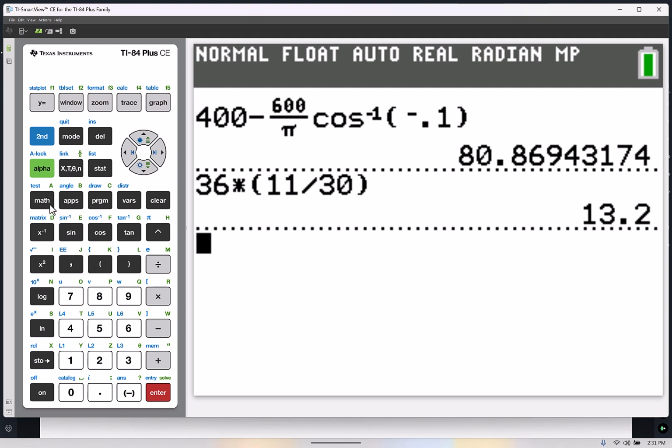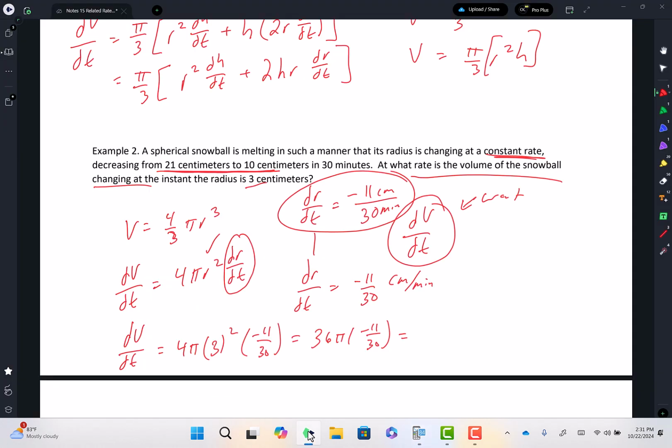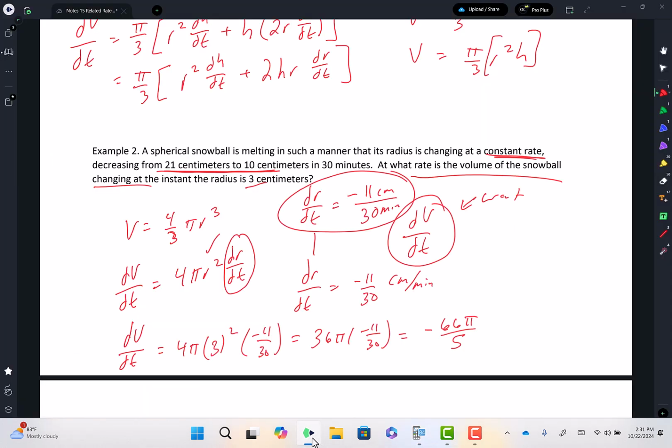Close it. Enter. Math, fraction, enter. 66 pi over 5. Negative 66 pi over 5. Let me make sure that I did everything right. 36 times 11 over 30. Yep, negative. Okay. And I need units. Cubic centimeters per minute. Yeah, the units make sense. This one's r squared, so square centimeters, times this one's in centimeters per minute, so cubic centimeters per minute.